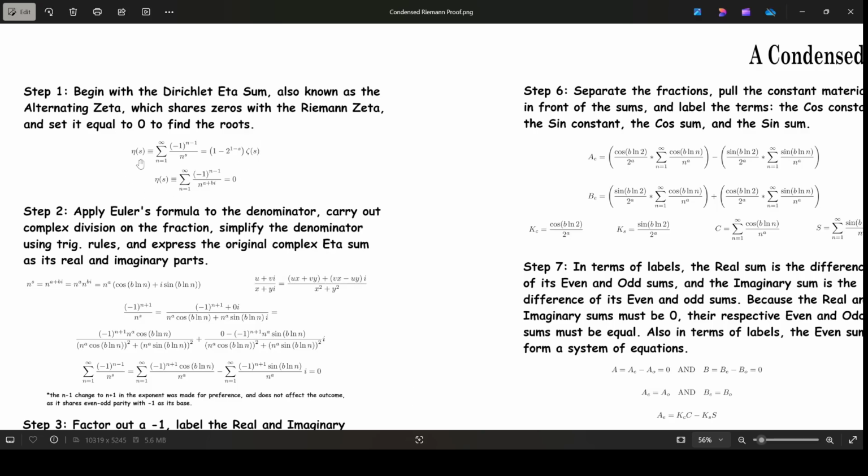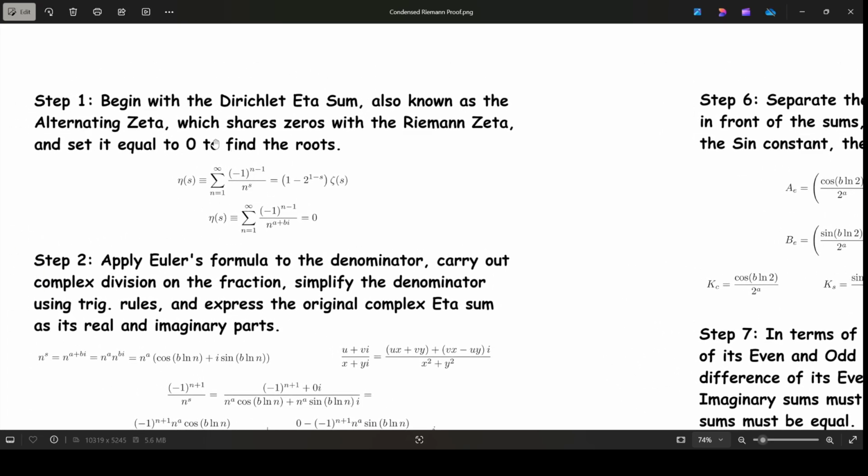So here in the beginning, you can see this is the eta sum right here. On the left, you can see the n to the -1 for the alternating part. And that's equal to this stuff, 1 minus 2 to the 1 minus s times the Riemann. And you get this just from reorganizing the Riemann for its even terms and bringing them over to one side. And you can show the relationship between the alternating part and the full sum.